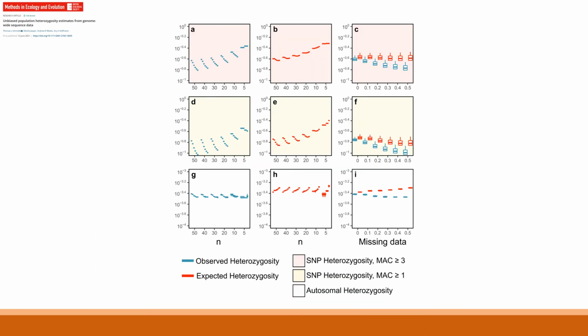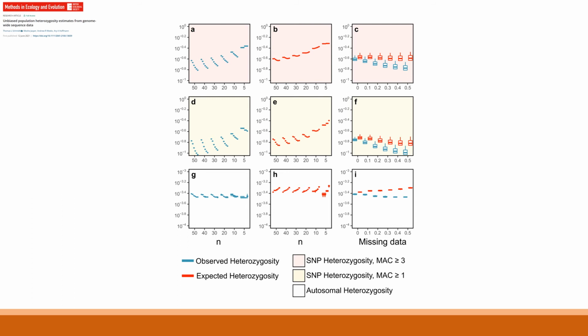We also notice biases from including sites with missing genotypes, as seen here in Figure 2. The subfigures C, F, and I on the right-hand side show how observed and expected heterozygosities are very similar when sites with any missing data are excluded. But as missing data thresholds are relaxed, these estimates deviate. From this, we suggest that all sites with any missing genotypes should be excluded from analysis.